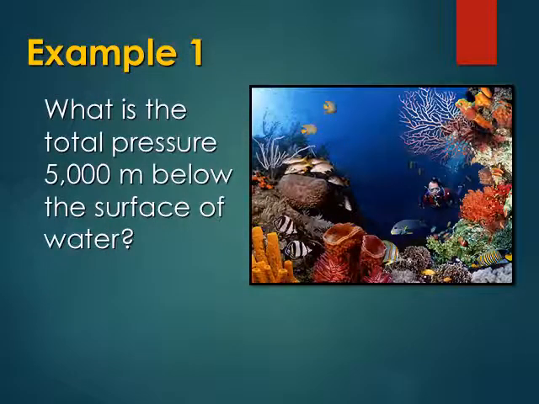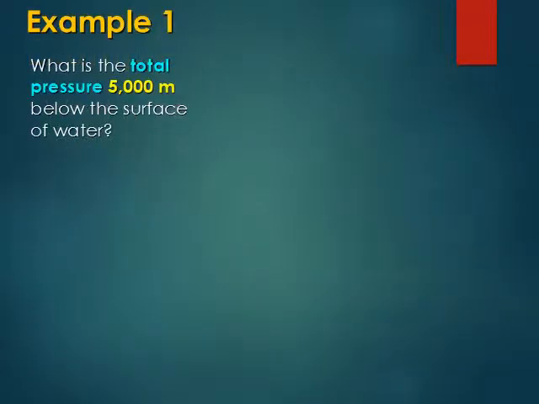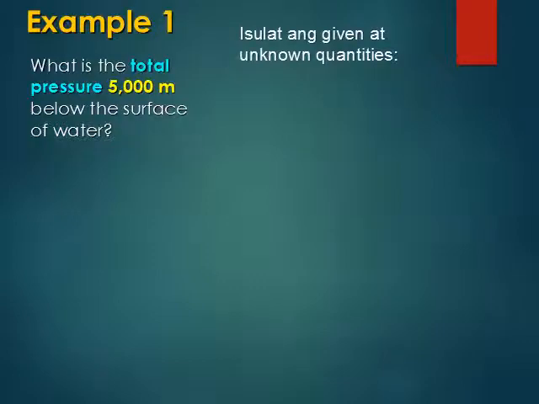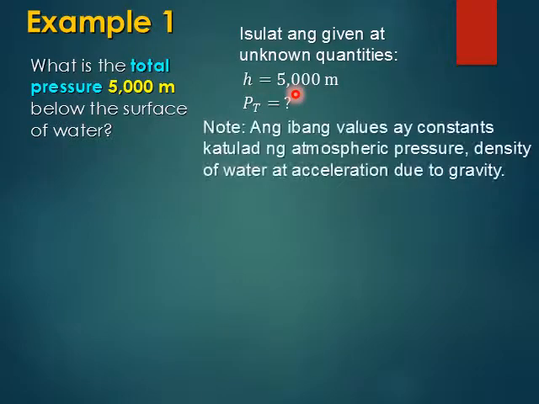What is the total pressure 5,000 meters below the surface of water? Here, we will again write the given and unknown quantities. You have a height, or the height of the liquid column, or our depth, that's 5,000 meters. And we're asked to find the total pressure. Note that some of the other values are constant, like the atmospheric pressure, density of water, and acceleration due to gravity.